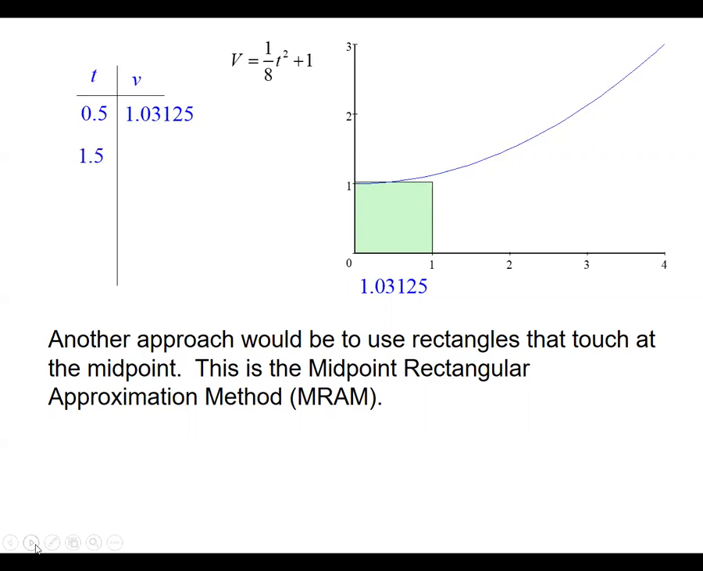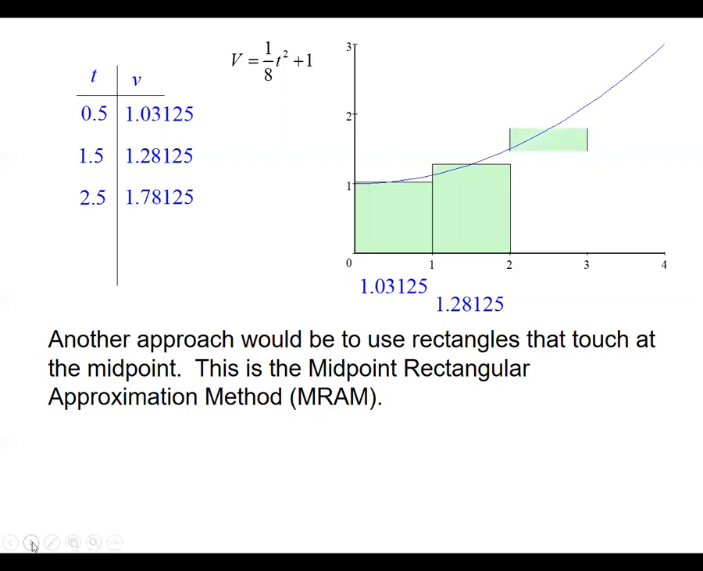So now find the height at 1.5. Substituting 1.5 into my function gives me a height of 1.2815. But again, remember there's a width of 1, so I'm really multiplying that height based upon the function value at the midpoint times the width. And again, you can pause me at this point and go and calculate the other ones and then join back in.